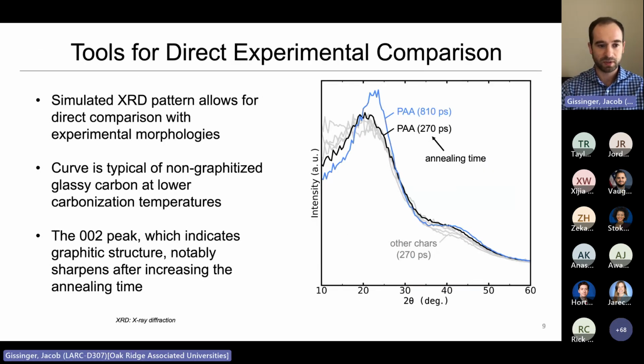So another way to do a simulated version of an experimental technique is to run simulated X-ray diffraction patterns on our models. These black and gray curves show the simulated XRD patterns for the default protocol. You can see that these peaks are rather broad, which again is characteristic of amorphous carbon, of these glassy carbon materials. This blue peak here is when I increase the annealing time by 3.